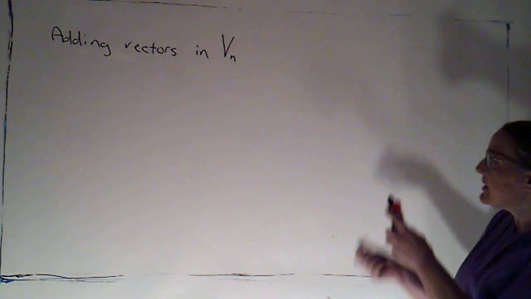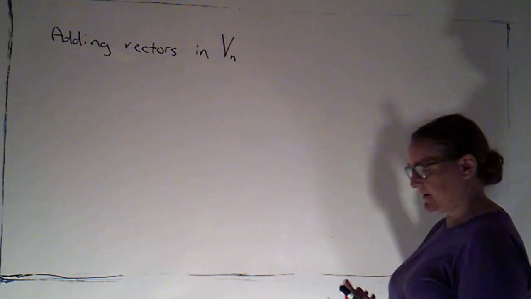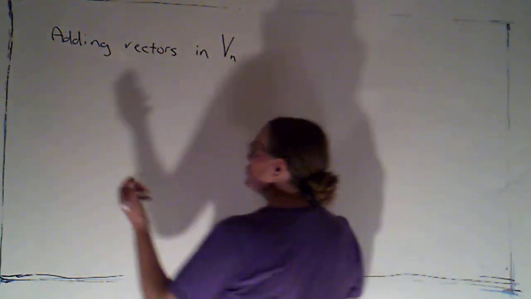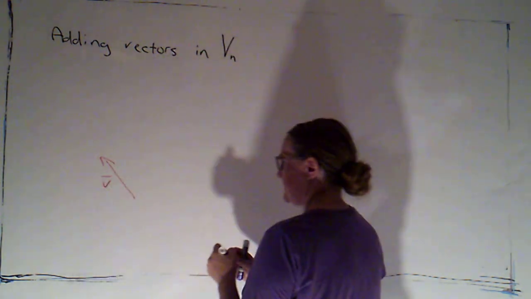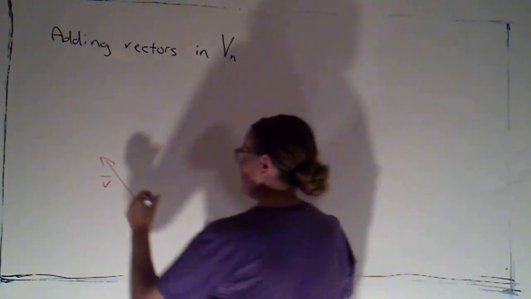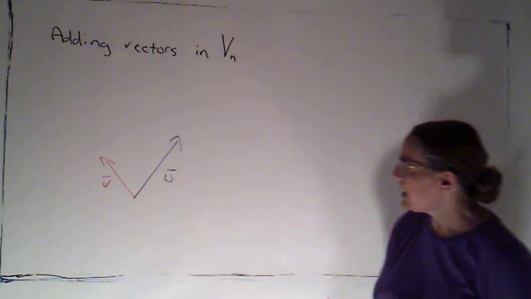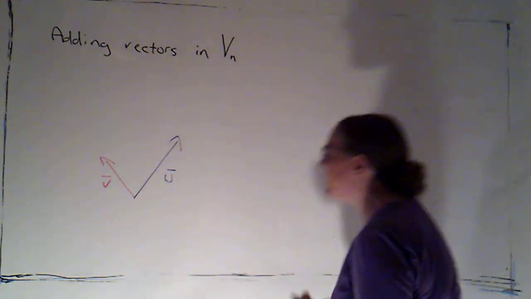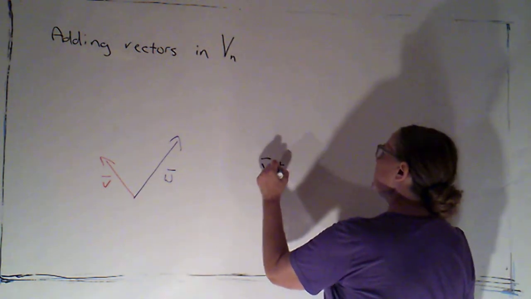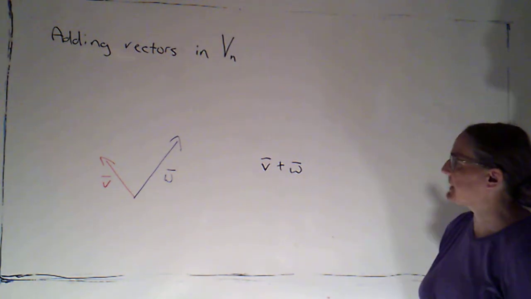I'm going to start by just working in 2 space, just because I have a nice copy of 2 space here on this whiteboard. Let's suppose that I have in 2 space a vector v and a vector w. I've drawn them in here, and I would like to try to calculate what v plus w is going to look like.